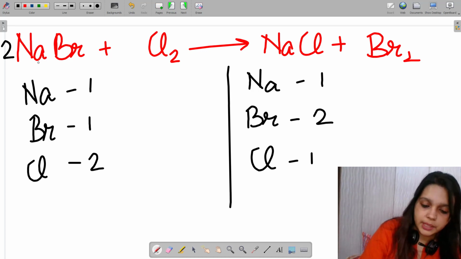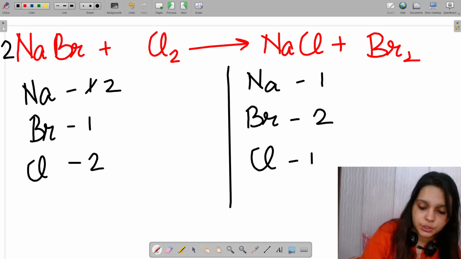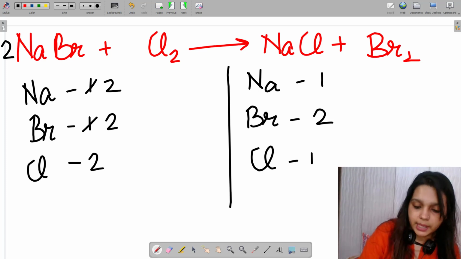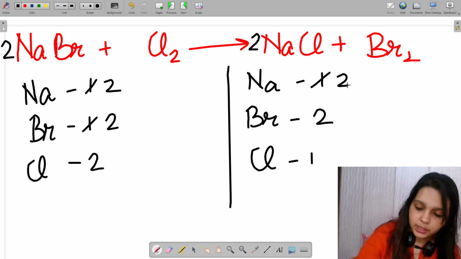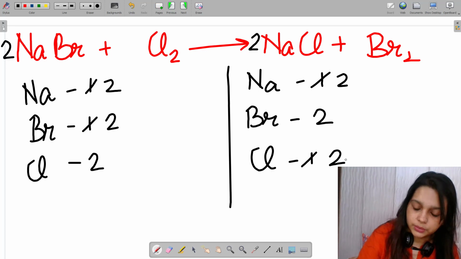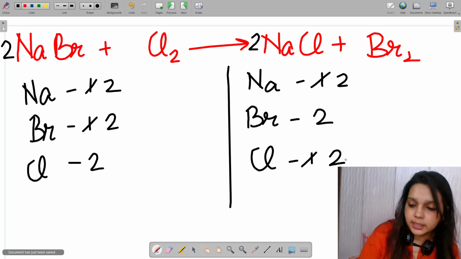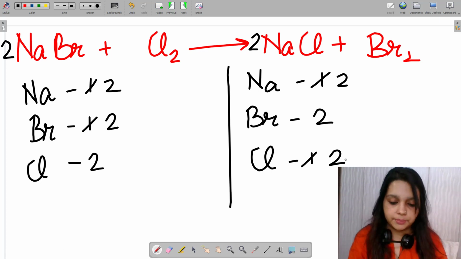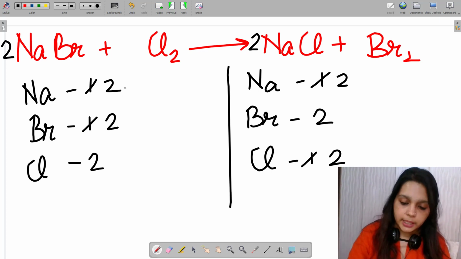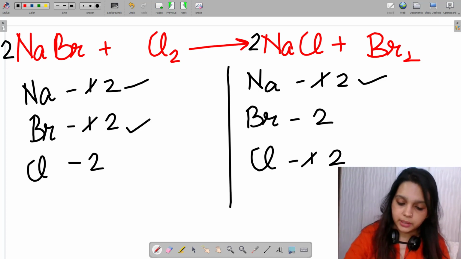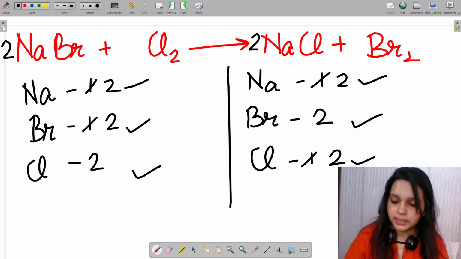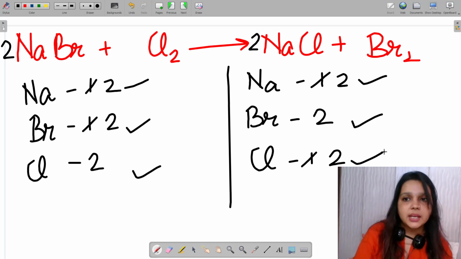So this means my Na is disturbed to 2, my Br is balanced to 2. Okay, to balance my Na as well, I'm going to shift it up here. So that makes my Na 2 and Cl 2. So now gathering up the addition part, Na, Na, Br, Br, Cl, Cl. This is also balanced, right?